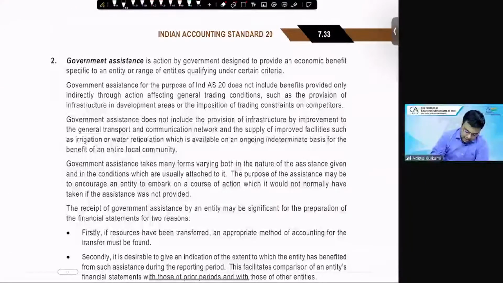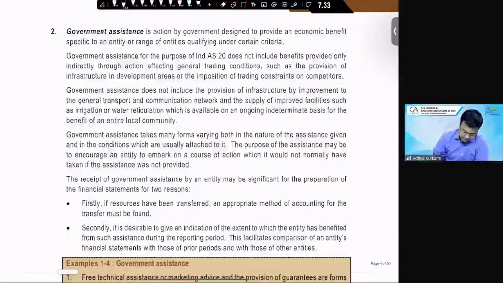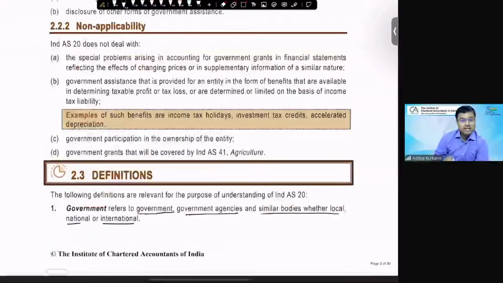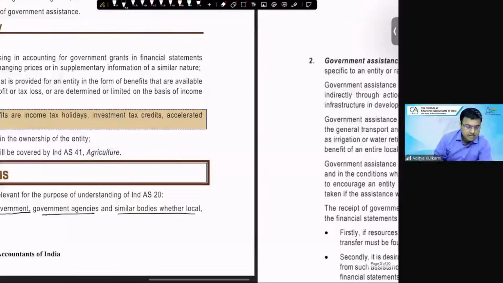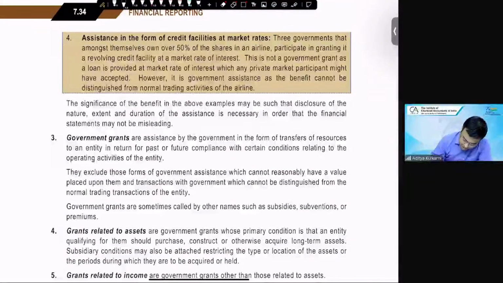Coming to government grants and government assistance. So what is the meaning of government grants? Government grants are assistance in the form of transfer of resources to an entity. So grant is something that the government gives to the entity. It is a transfer of resources. Mind you, it does not say transfer of money. It's not necessary that it should be a monetary resource. The government can give land if you are setting up an undertaking in a backward area. The government can give machinery for setting up a plant in some backward area.